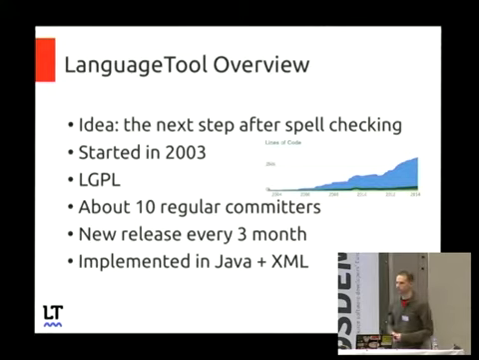The project was started in 2003. It's released under LGPL. We have about 10 regular committers now, and we are on a time-based release schedule with a new release every 3 months. And everything is implemented in Java and XML. You'll see in a few minutes why we use XML, or what for.